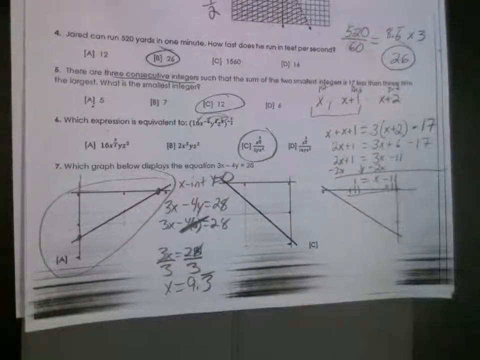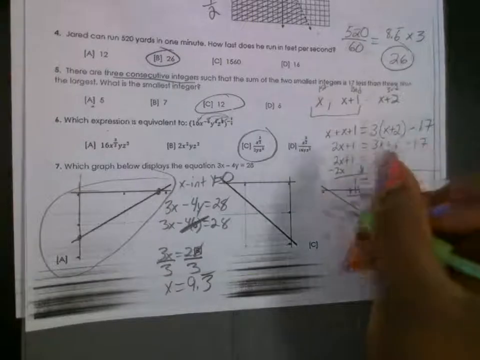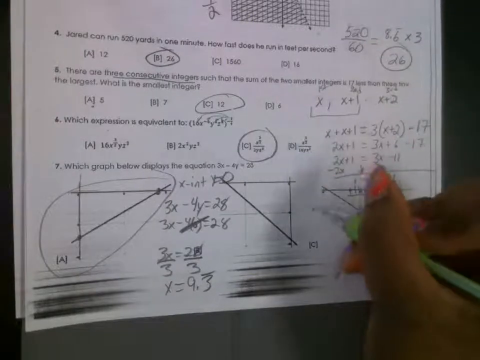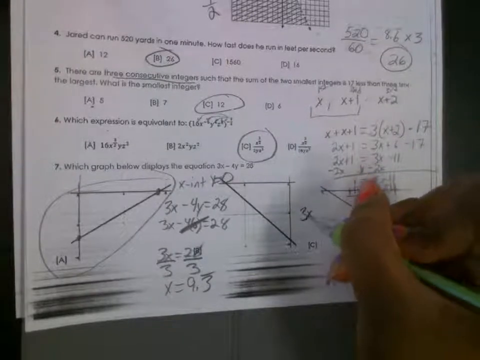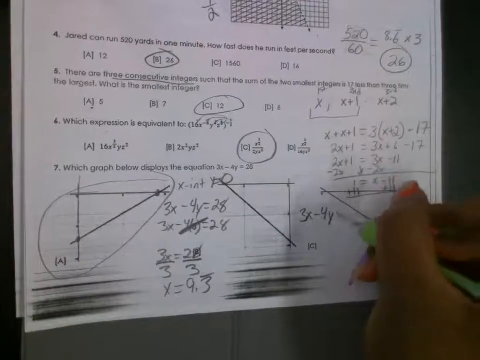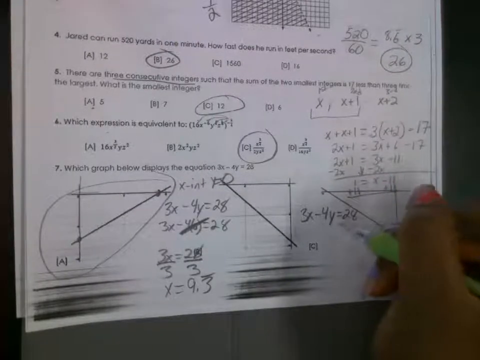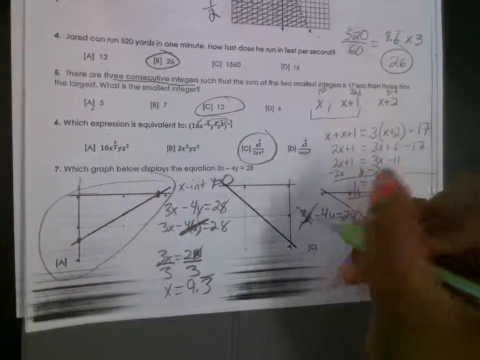And that's it, y'all. Okay, please make sure that you study. I probably could do the y-intercept. Let's see what the y-intercept looks like. 3x minus 4y is equal to 28. So substitute 0 here. That's gone.